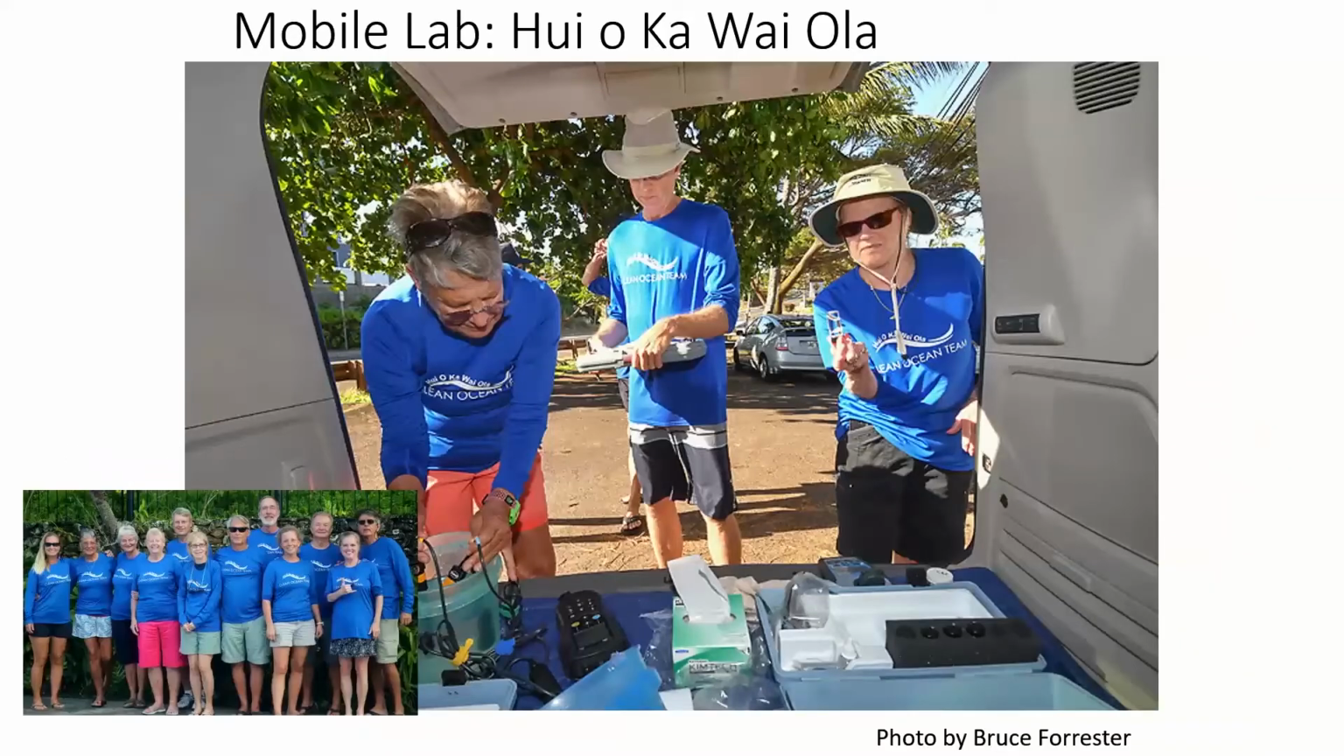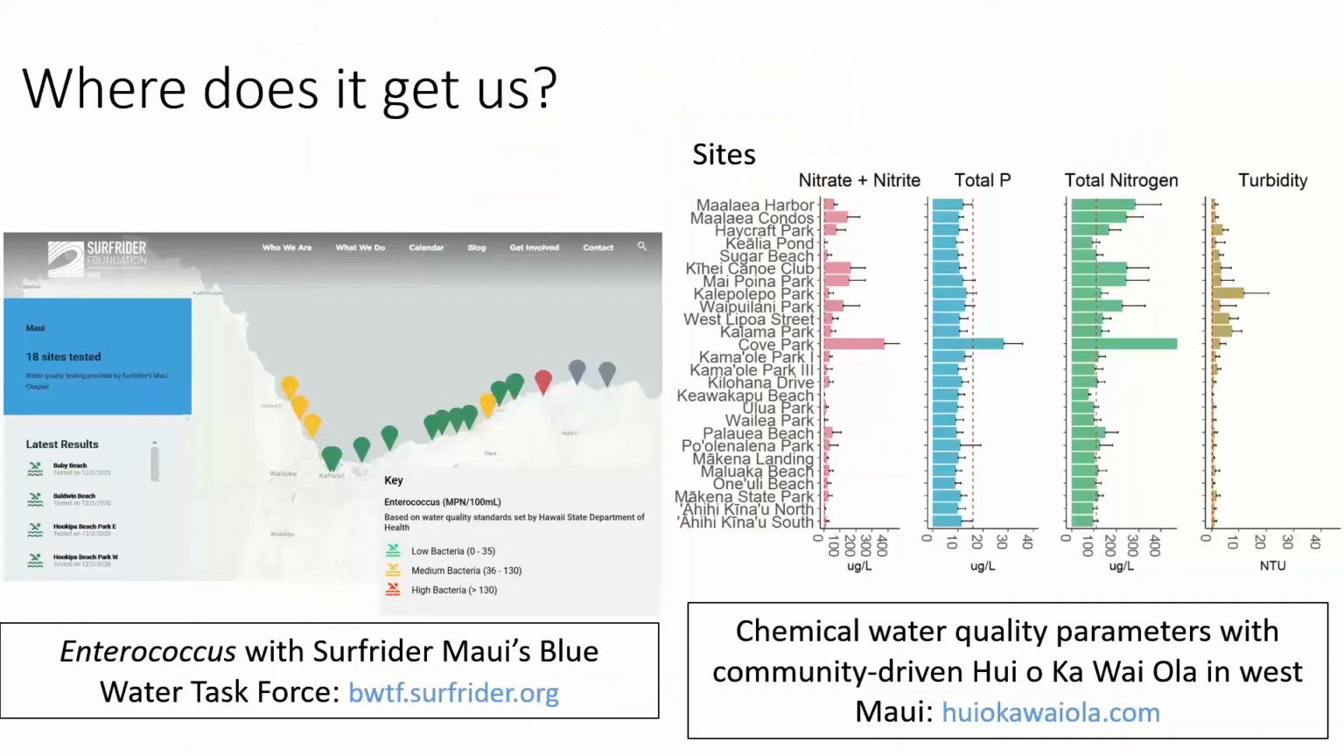And then Hui Kawaiola here is the group on Maui, and they're working out of the back of their car with a turbidity meter and another type of sonde, and they're showing you what it ends up looking like. So you can do this in the field. You can get the supplies to do it, and it can give you some baseline information.